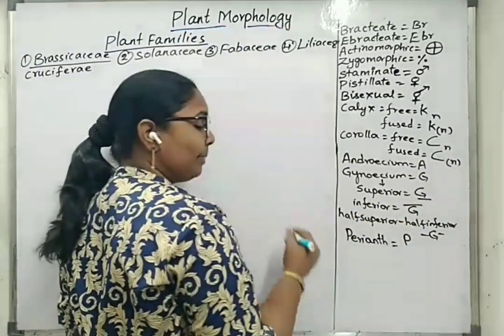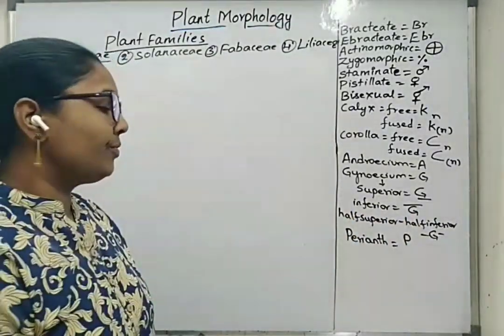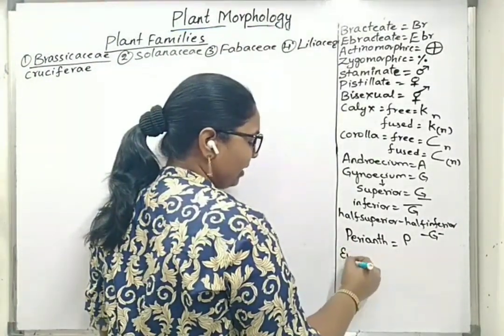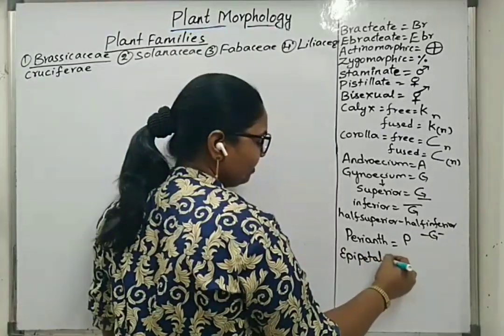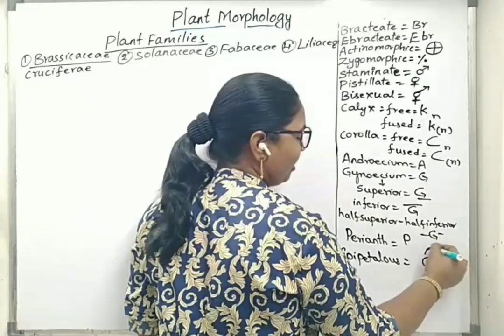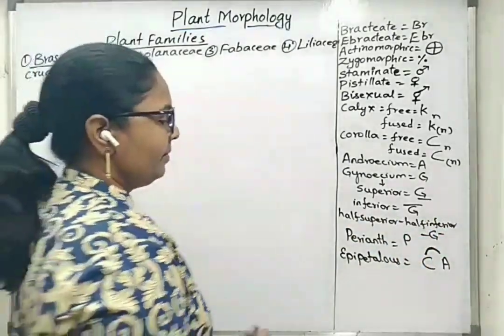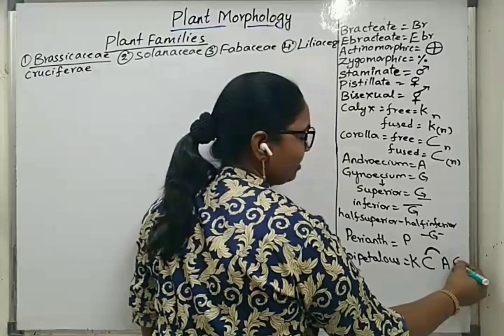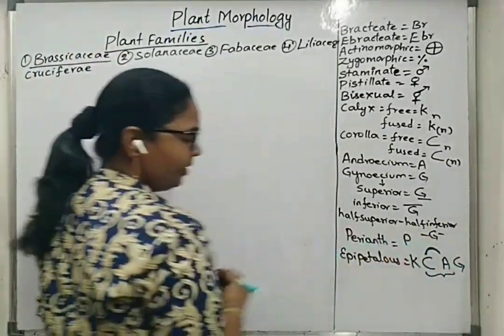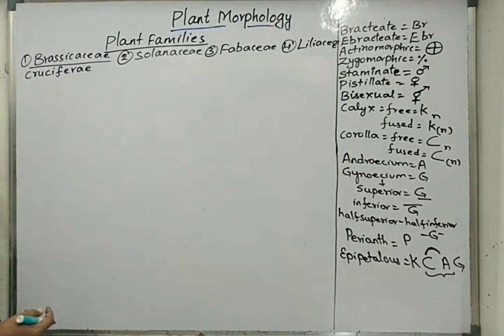Next, epipetalous condition means the stamens are fused with the perianth. It is represented as capital C, A, and an arc-like structure like this. So epipetalous condition is represented like this. So these are a few important symbols that are very much necessary while reading about families in the plant morphology chapter.